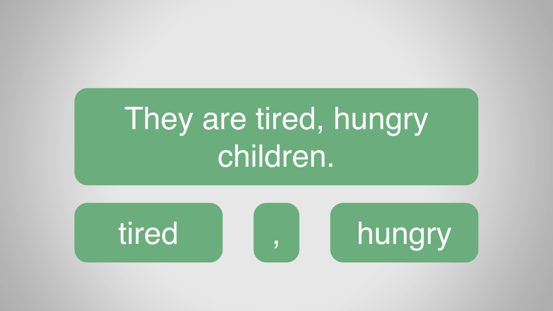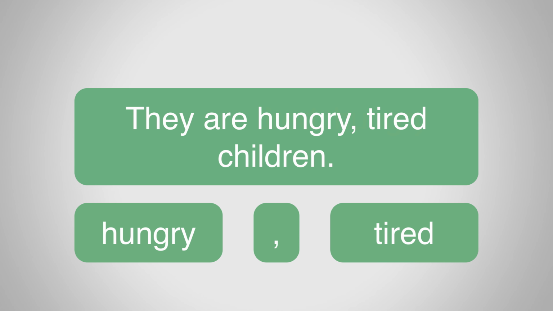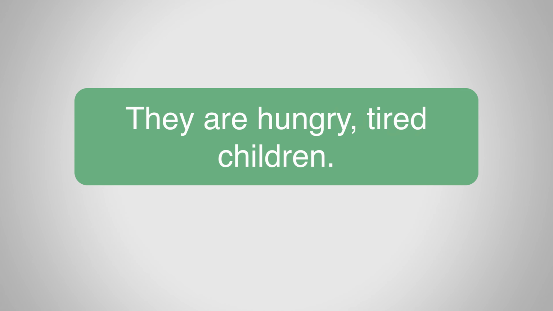We could even change the order of the adjectives and it would still have the same meaning. They are hungry, tired children. Notice how, even though there's only two items in the list, a comma is used to link them. This breaks our normal rule for using commas in lists.